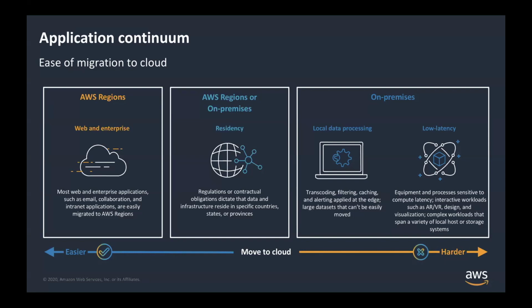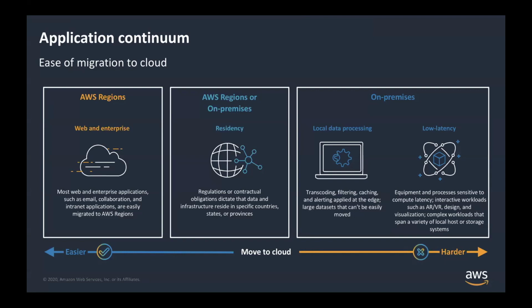So on this slide, what I'll start with is that we're seeing an evolution where customers have a continuum of applications that are either easier or harder to move to the cloud. In this continuum, workloads on the left-hand side are easy to migrate to the cloud and often include everything from back office applications, SaaS applications delivered to mobile devices.